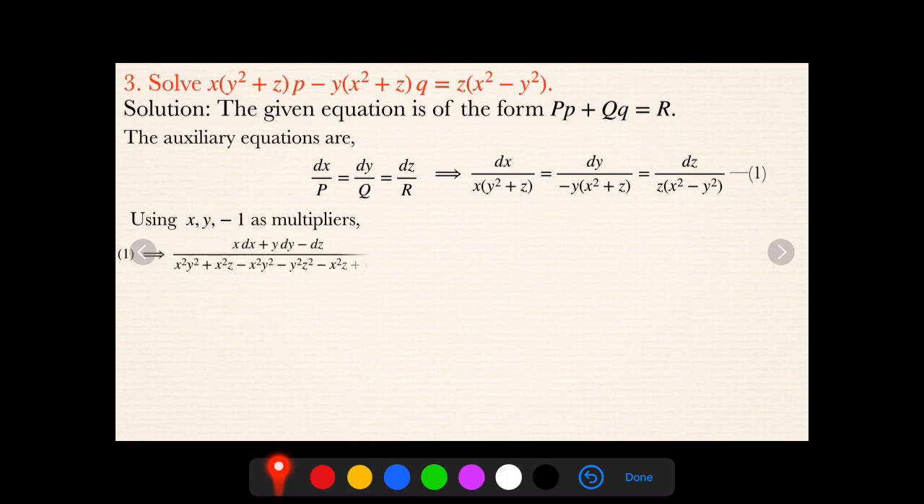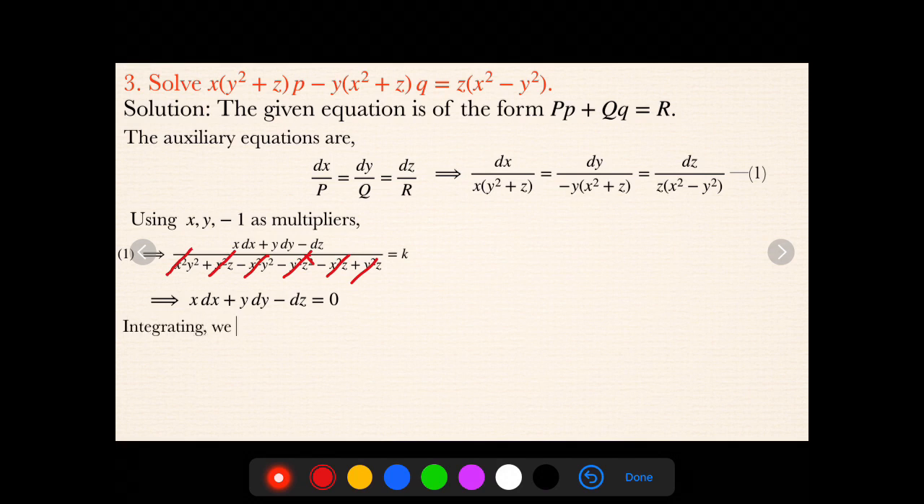Okay. So according to that, check: x into dx, y into dy minus 1 into dz, divided by x square y square plus x square z minus y square x square minus y square z and z x square minus z y square. So x square y square gets cancelled, x square z gets cancelled, y square z and y square z get cancelled; sorry, typo error, this is a z. So therefore x dx plus y dy minus dz is equal to 0.